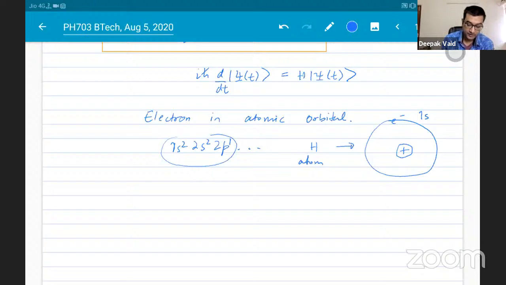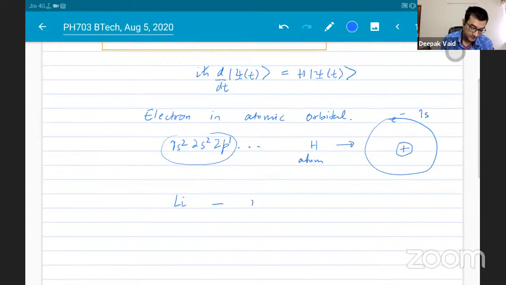And similarly, let's say lithium. What is lithium? Lithium is the third element in the periodic table, so the orbital structure is 1s2, 2s1. Similarly, lithium also doesn't arbitrarily jump. The electron doesn't jump from 2s1 to 2p and back or anything like that, right? The reason for that is that these are all energy eigenstates.